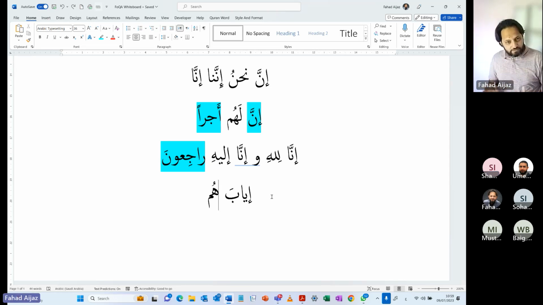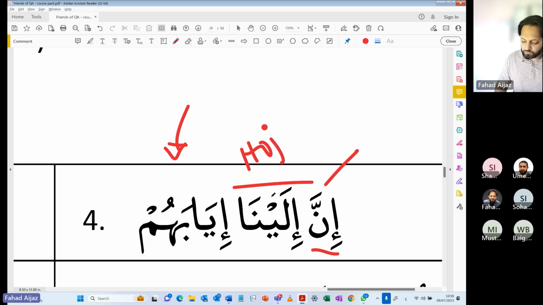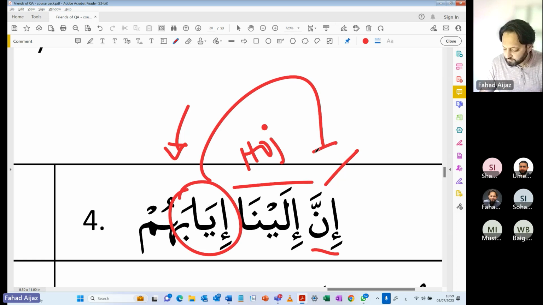So this is the full ism, iyaba, in independent form. What is the status of this ism? Iyaba is nasab. So in this context, would it be the ism of the harf of nasab? Yes. Because there is a harf of jar between them, there is a long distance relationship. But iyaba still would be the ism of inna. Right? Clear?